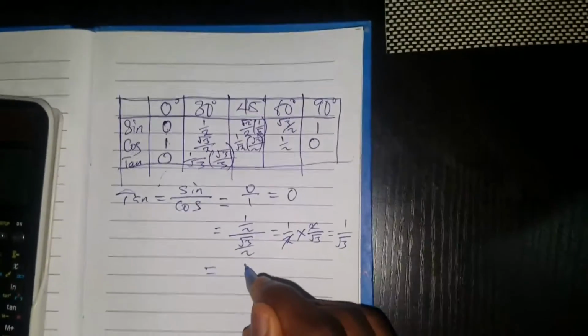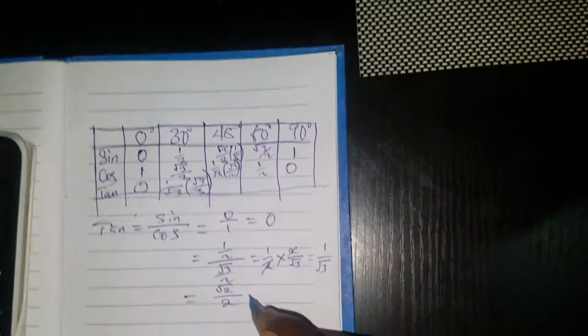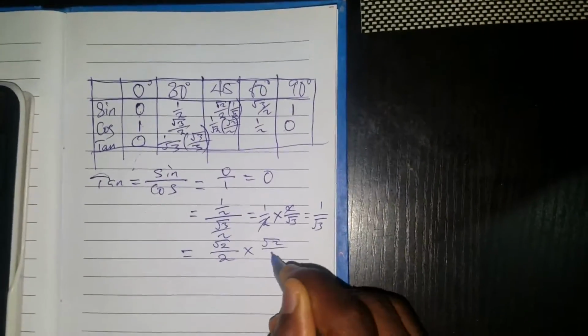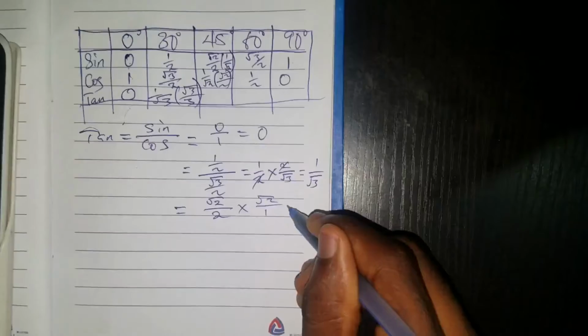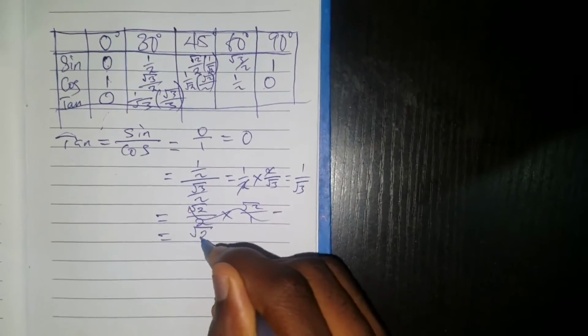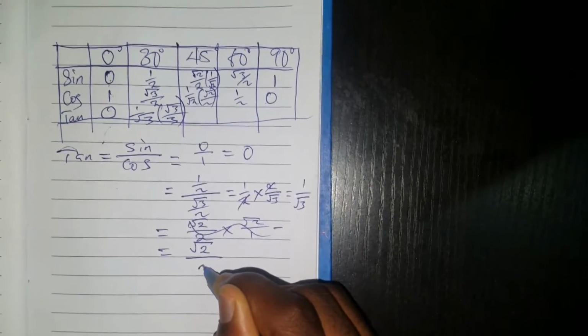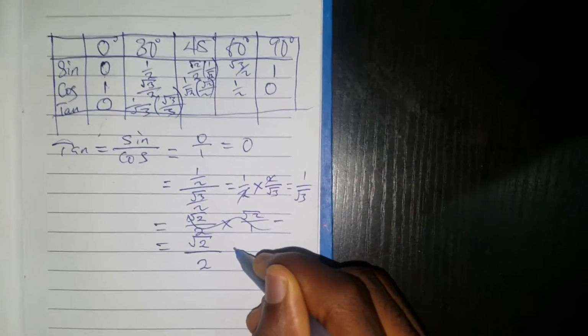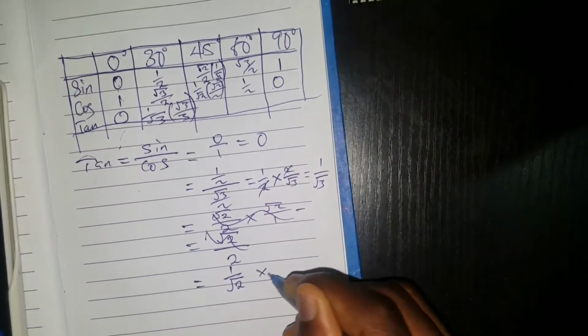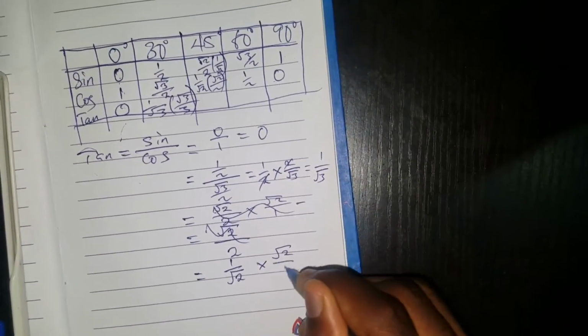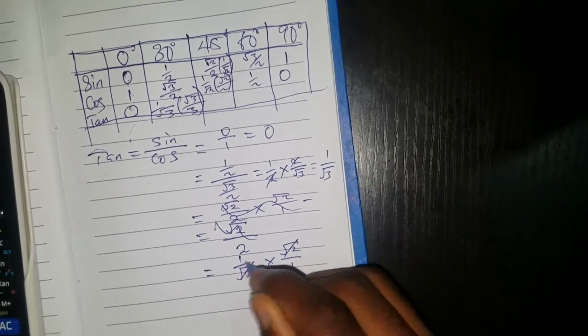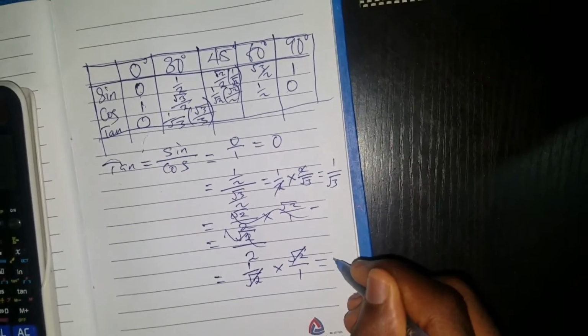Then as for the next one, root 2 over 2 times root 2 over 1. Sorry, that was a mistake. Let me use this: 1 over root 2 times root 2 over 1. So this will cancel this, leaving us 1 over 1, and 1 over 1 is 1. So we have our value here as 1.